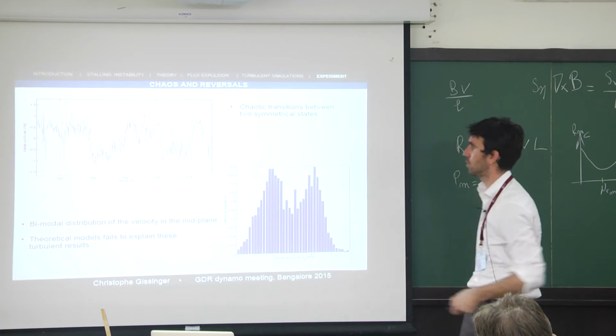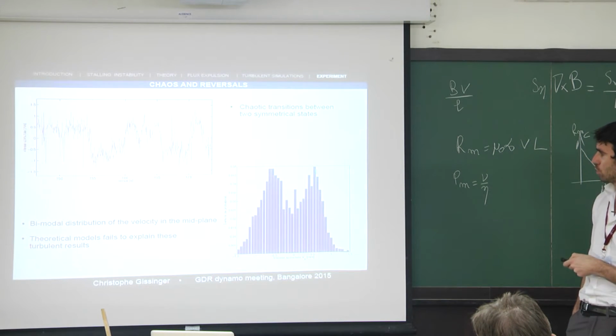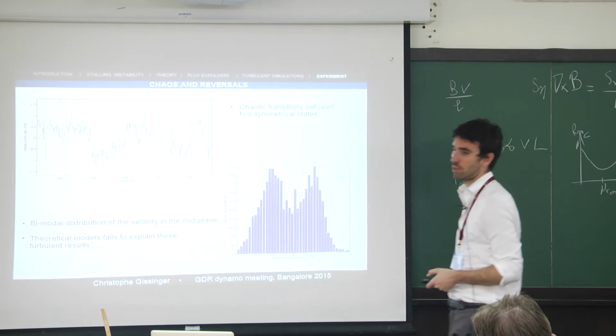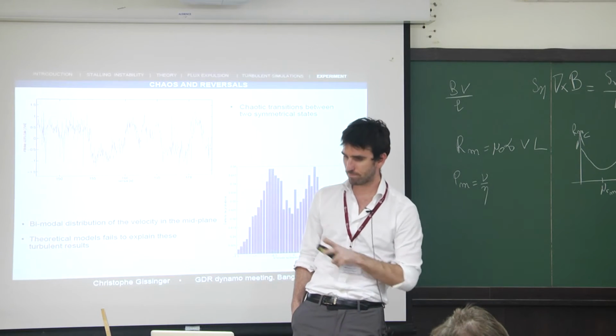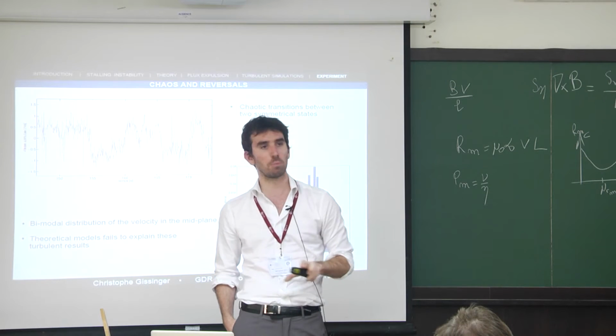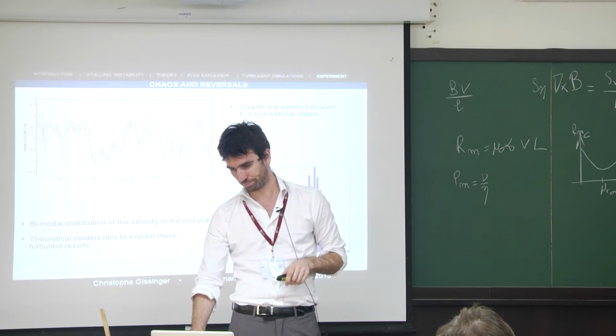So there is this kind of interesting dynamics. The distribution is by B model, and so this is clearly not predicted by the theory. So clearly, when we go to high Reynolds number, this kind of system can become unstable. So that's what we are trying to understand better now.